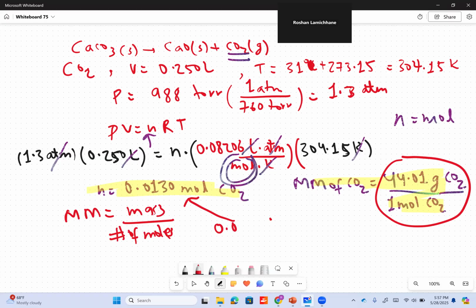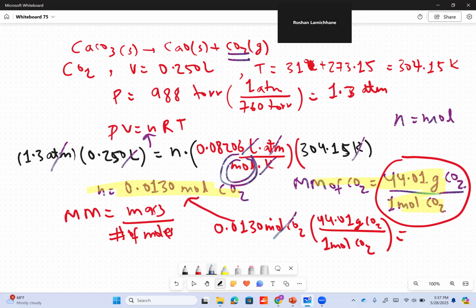So given data is 0.0130 mole CO2. My conversion factor is 1 mole CO2 weighs 44.01 gram of CO2. And the beautiful thing about this is the mole of carbon dioxide cancels out with mole of carbon dioxide. We are left with mass of carbon dioxide, which will give you the answer 0.572 gram.